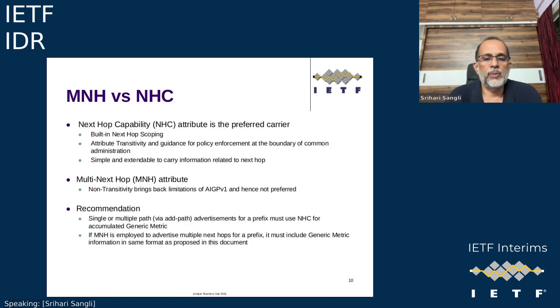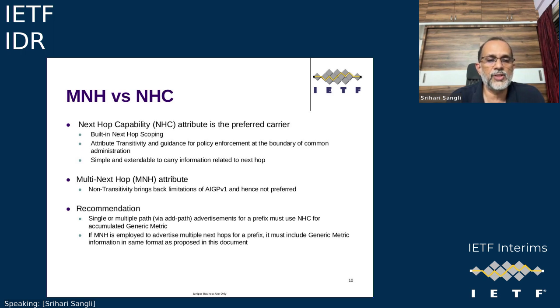Okay, so we are preferring the next hop capability because the NHC has built-in next hop scoping in it. The attribute is transitive, but at the same time the NHC document provides enough guidance and policy enforcement at the boundary, right? And it is simple and extensible to carry information related to the next hop. So that makes NHC more preferable from our perspective.